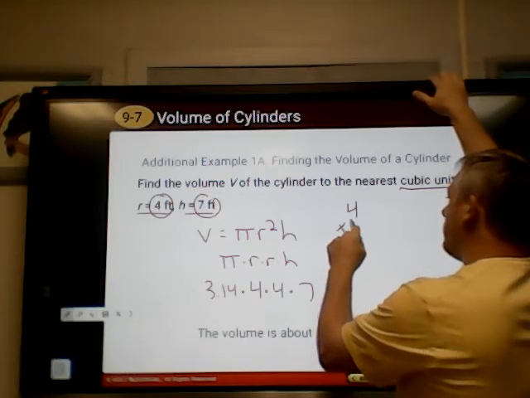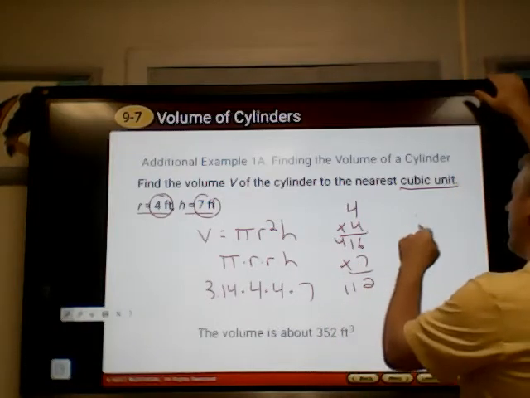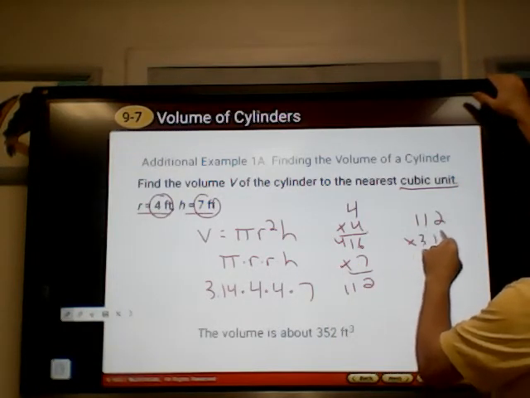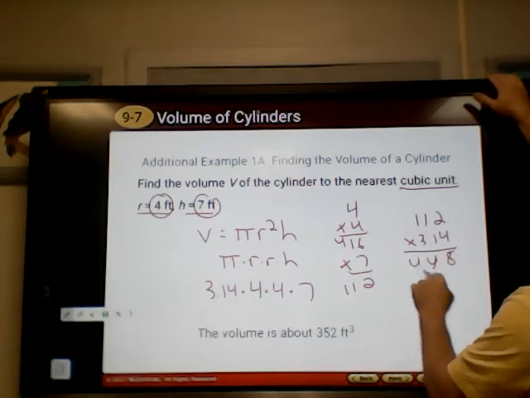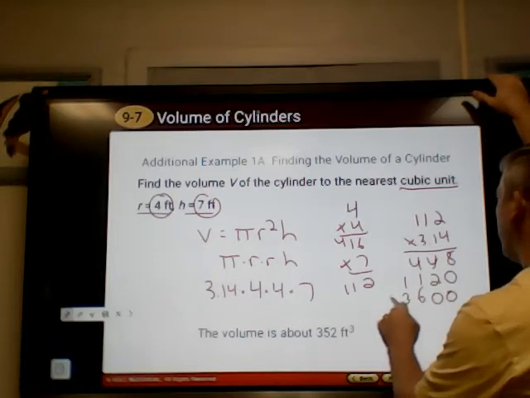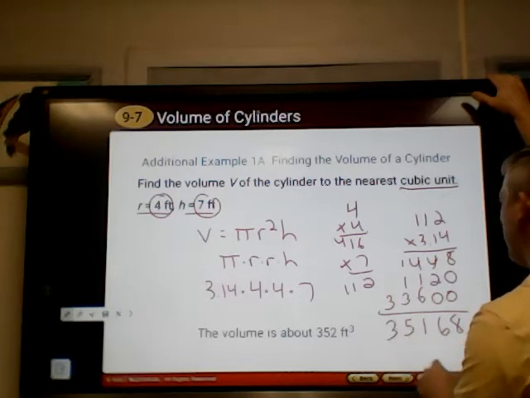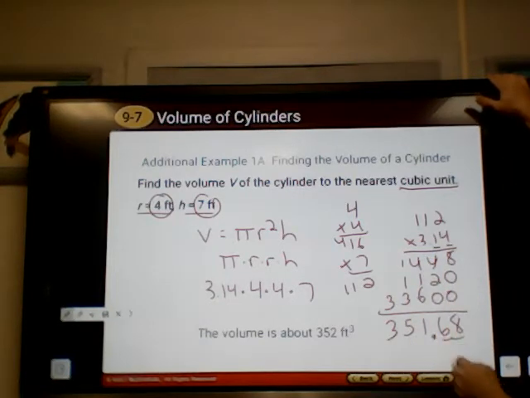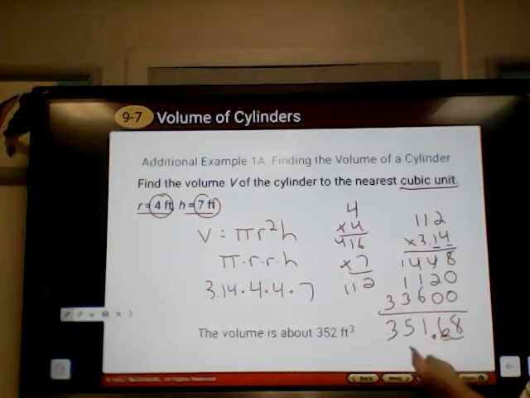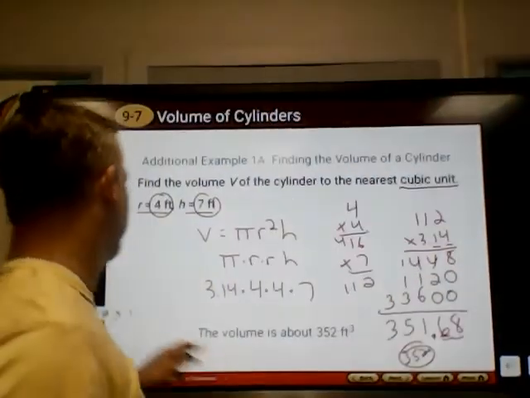So we go 4 times 4, 16. 16 times 7 is 112. So then 112 times 3.14. 844, 0211. Then we'll put 2 zeros here and 633. So then 8, 6, 11, 5, 3, 1, 2 decimal places. So it's 351.68. Since this is over 0.5, is it closer to 351 or 352? And since it's 0.68, it's closer to 352. So my answer is 352 cubic feet.